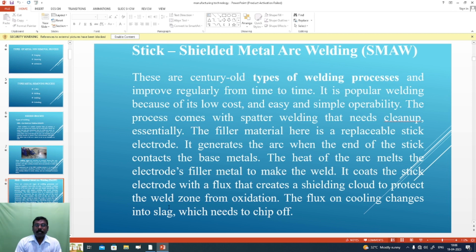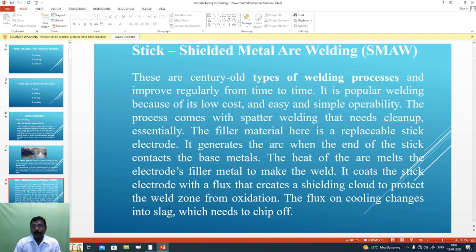Then next one, shielded metal arc welding. These are century-old types of welding process and have improved regularly from time to time. It is popular welding because of its low cost and easy and simple operability. The process comes with spatter that needs cleanup. Essentially, the filler material here is a replaceable stick electrode.